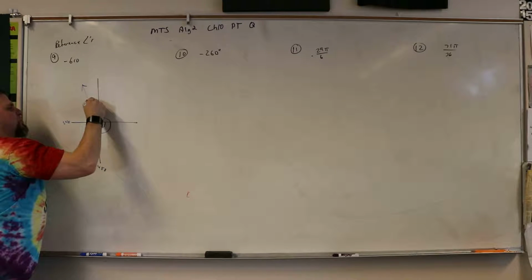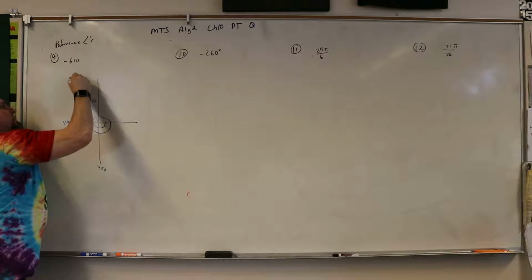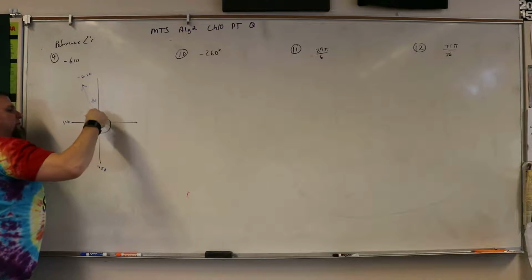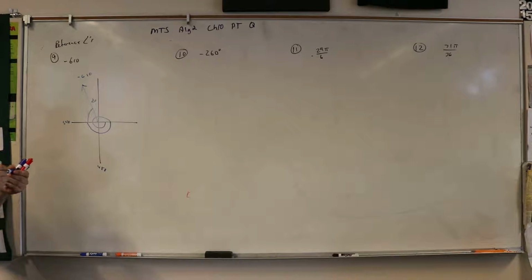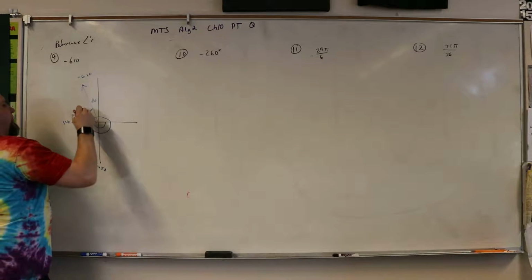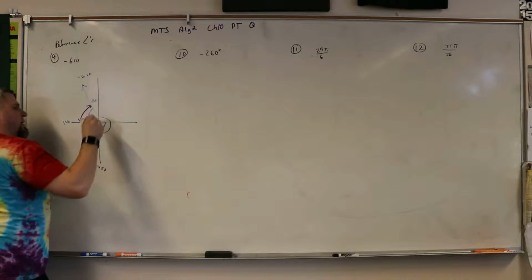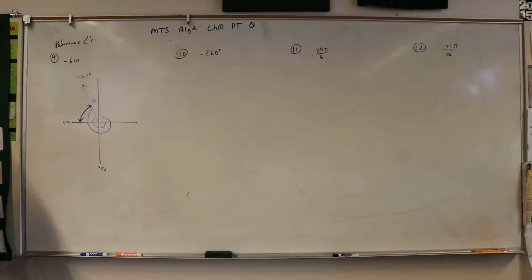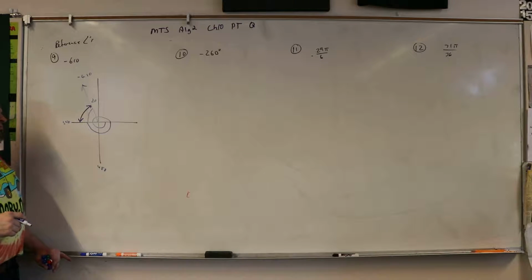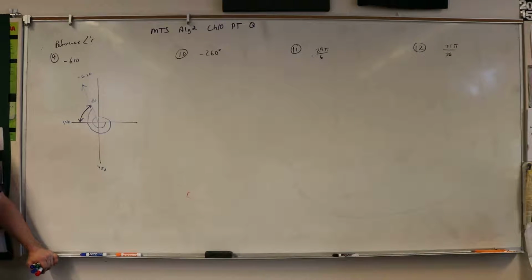Okay, so that means there's 20 left, right? This is negative 610. Okay? And it's referring to this guy. Okay? So there's a lot of ways you can look at it.